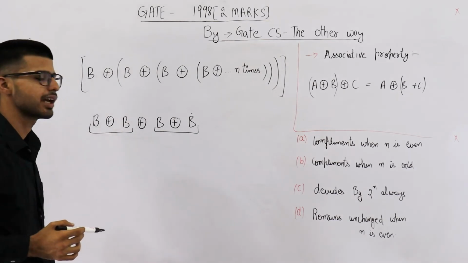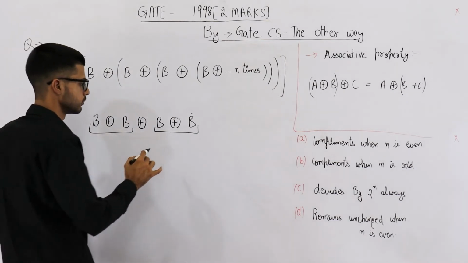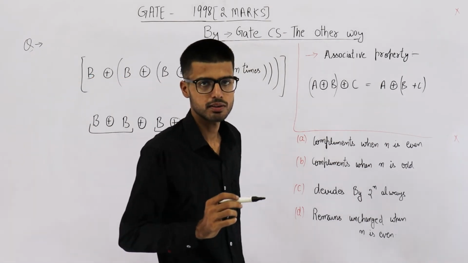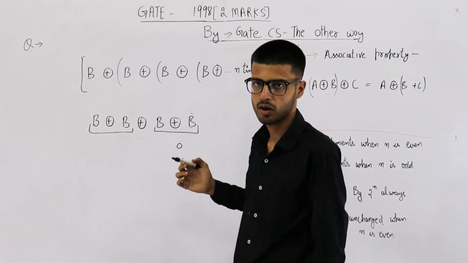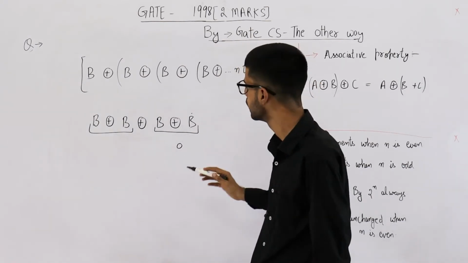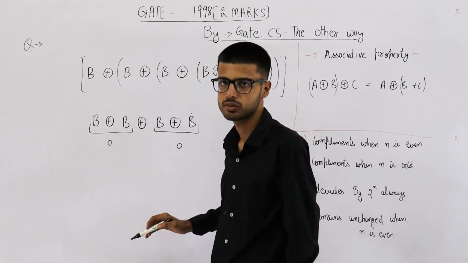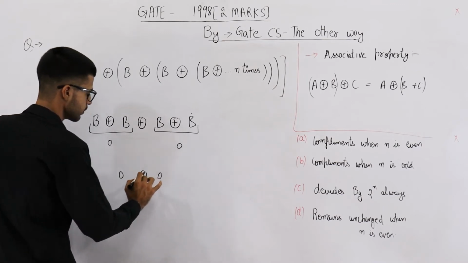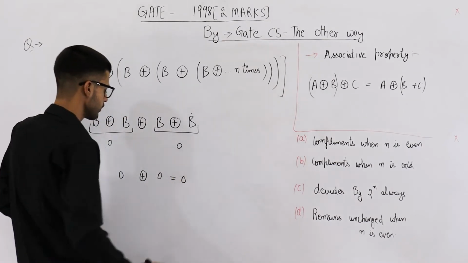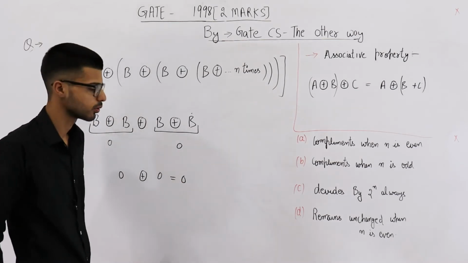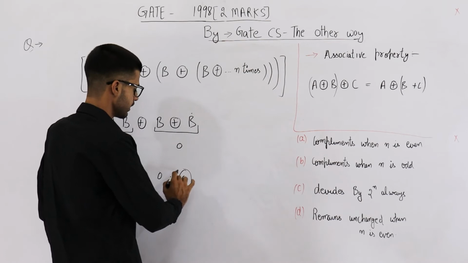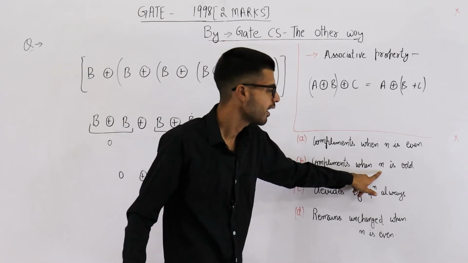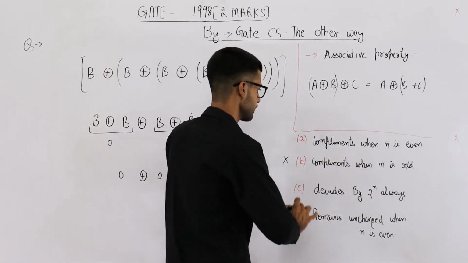So you can see B XOR B will be 0. How is it 0? From truth table of XOR gate, you can see that whenever both the inputs are same, the output is 0. This is a property of XOR. So this one is 0, this one is also 0. Now you are left with 0 XOR 0. This will also be 0 because both the inputs are same, so output will be 0. From here it is clear that whenever n is odd, output is 0. So option B is rejected.